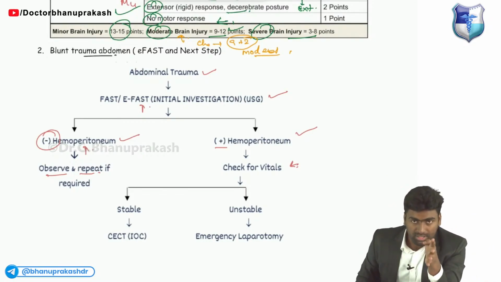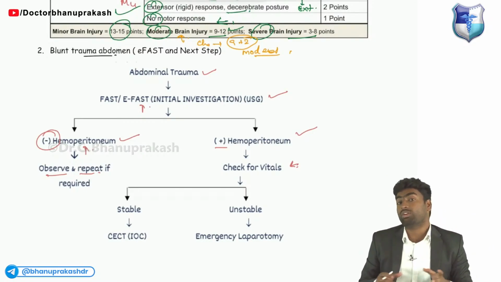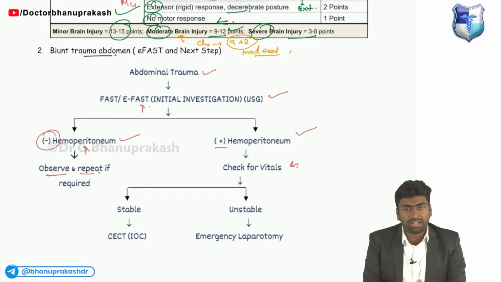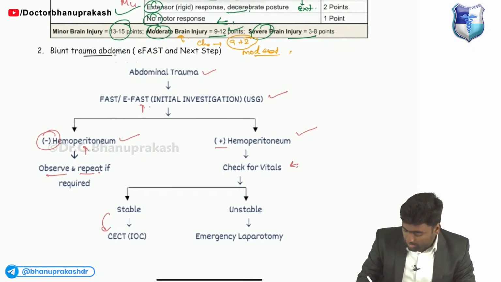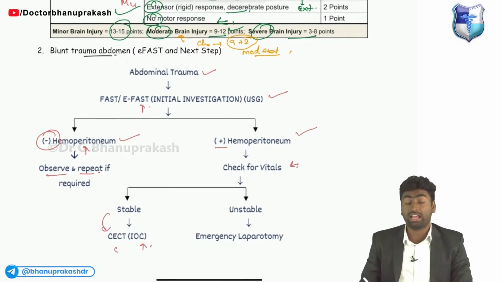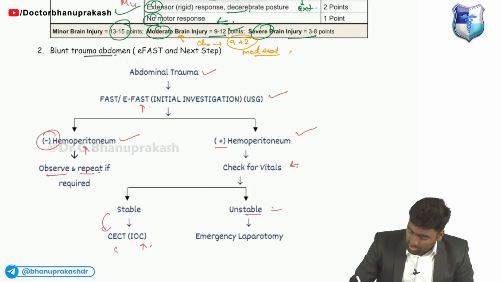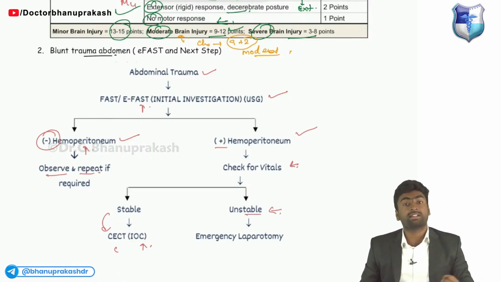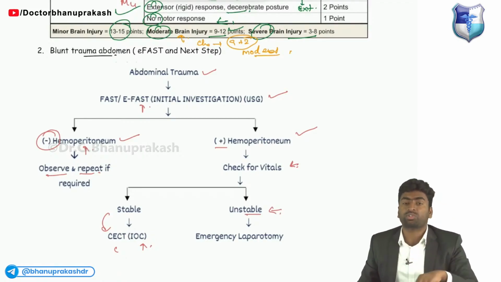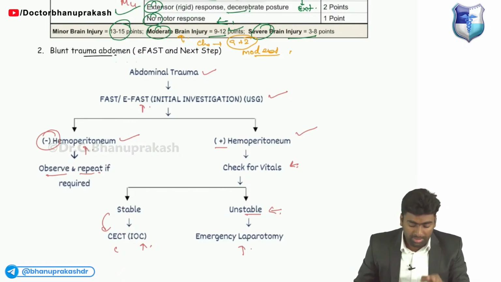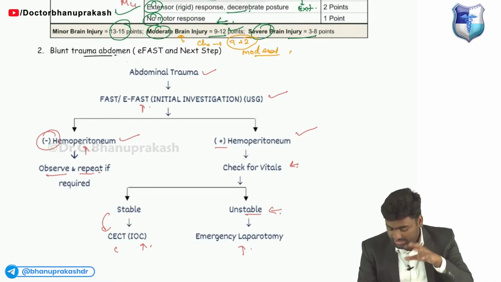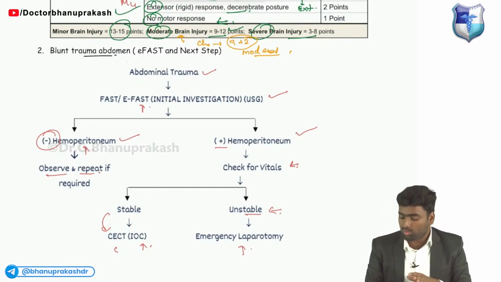If the patient is stable, then you need to know the source of bleeding which is causing this hemoperitoneum. You find the source of bleeding by doing CECT, which is the investigation of choice. Whereas in unstable patients, you cannot go and do a CECT because he is struggling for his life. So in such cases, you need to go for emergency laparotomy. Yeah, that's correct. If the vitals are stable, then you go for CECT. If the vitals are unstable, then you go for emergency laparotomy. Okay, itna aapko yaad rahna chahiye.